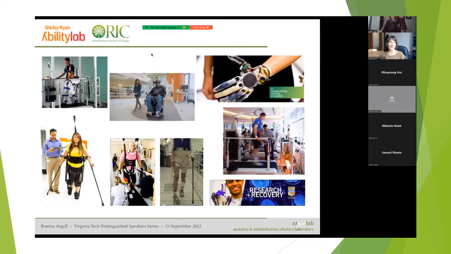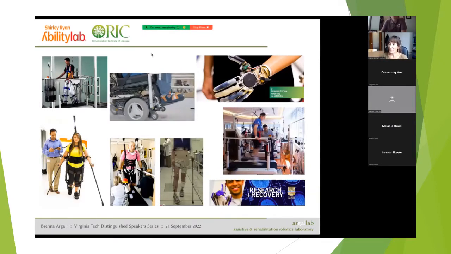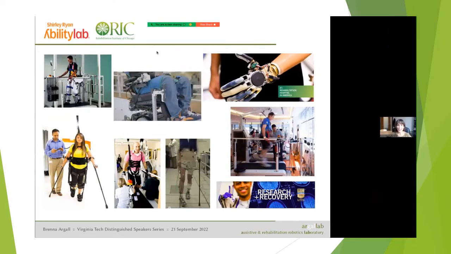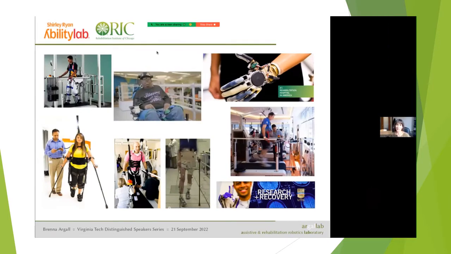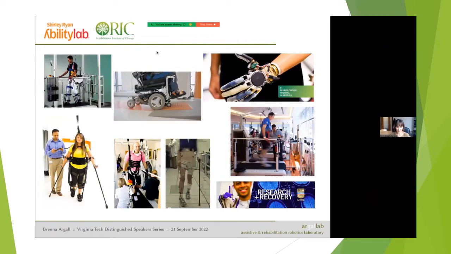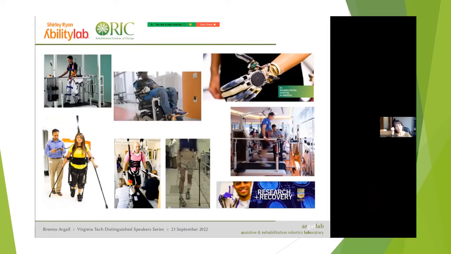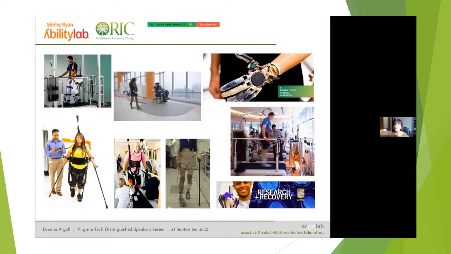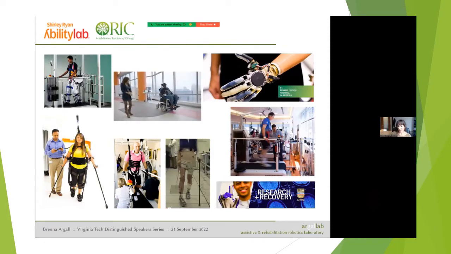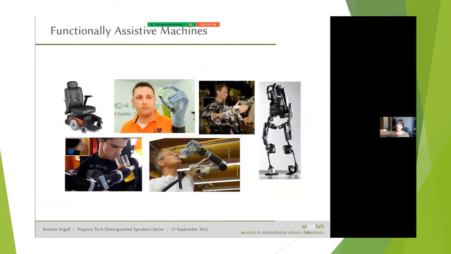As was mentioned, my lab is located inside of the Shirley Ryan Ability Lab, which is a rehabilitation hospital in downtown Chicago. We were called the Rehabilitation Institute of Chicago until about 5 years ago. At the Shirley Ryan Ability Lab, we focus on addressing motor impairments that remain as a result of injury or disease. The space that I work within this field of rehabilitation is functionally assistive machines.